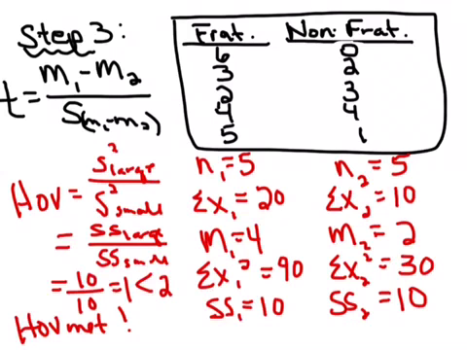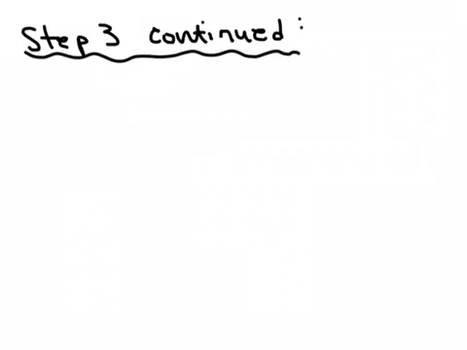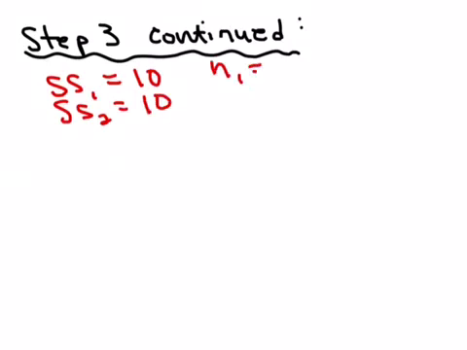So we're going to move to the next slide so we can have more room. So I'm going to write those down real quick. Sums of square for group 1 is 10. Sums of square for group 2 is 10. We have a sample size for group 1 of 5 and a sample size for group 2 of 5. So the first thing we need to do is get our pooled variance.